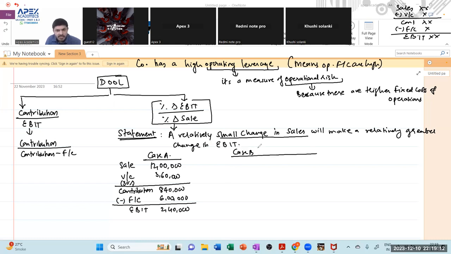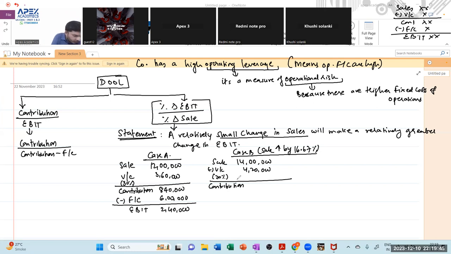A relatively small change in sales. Sales increases by 16.67%. So 12 lakhs plus 16.67% will give you 14 lakhs rounded off. Variable cost, as I said, is 30%. So 14 threes are 42. What I've got left? Contribution. So 14 lakhs minus 4 lakh 20,000. What is the answer? 9 lakh 80,000. Minus fixed cost.